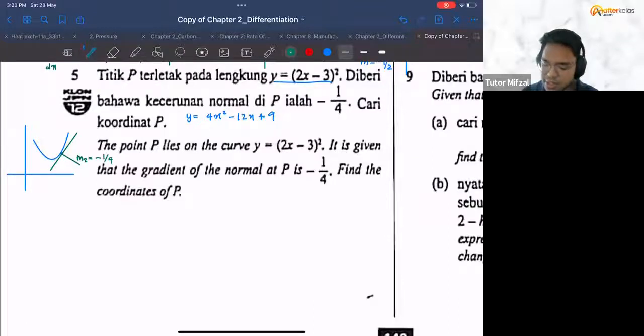So you dah tahu dah gradient of normal. Definitely you can find what is M1. Betul tak? Korang dah boleh cari dah apa value of M1. So find dulu M1. M1 times M2 equivalent to negative 1. So M1 multiply by M2 is negative 1 over 4. Negative 1. So M1 korang is equivalent to 4. Okay. So M1 is the gradient of the tangent. Now what is also the gradient of tangent? dy dx. Betul tak? dy dx is also the gradient of tangent.